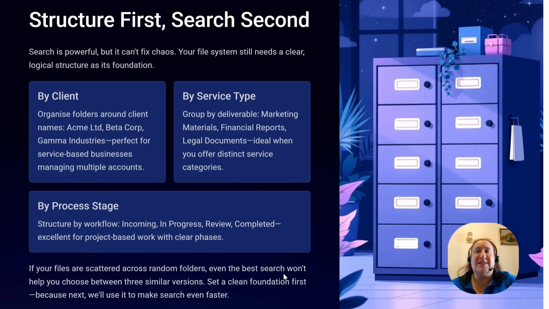If your files are scattered, even the best search won't help you choose between 3 similar versions. So set a clean foundation, because next we'll use it to make search even faster.